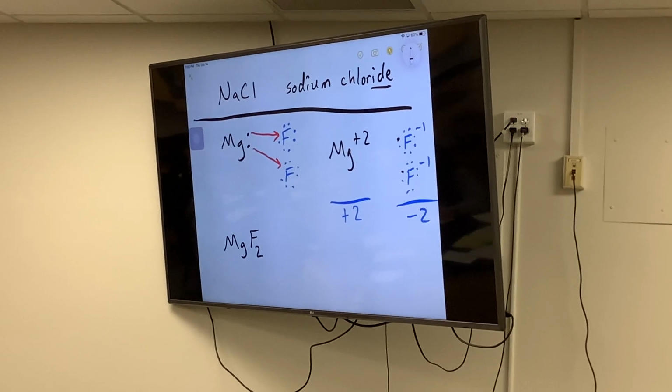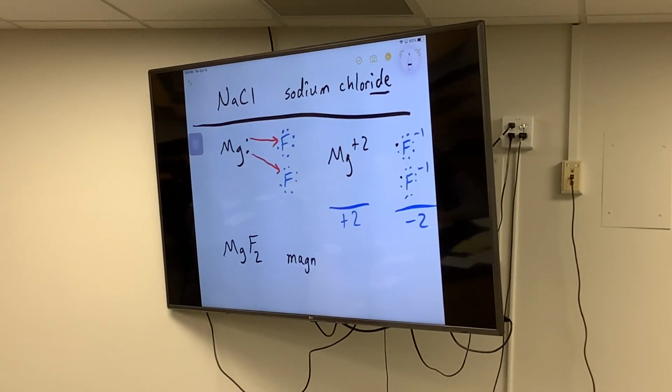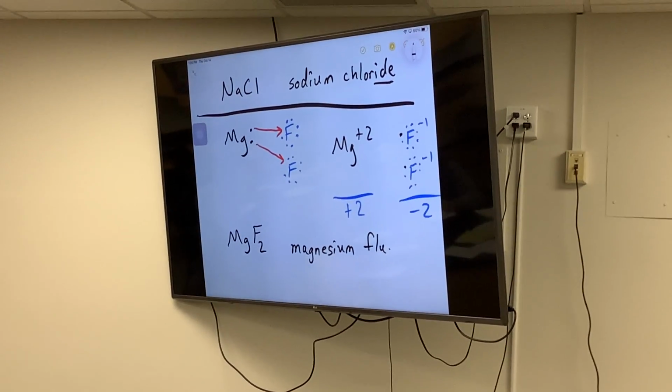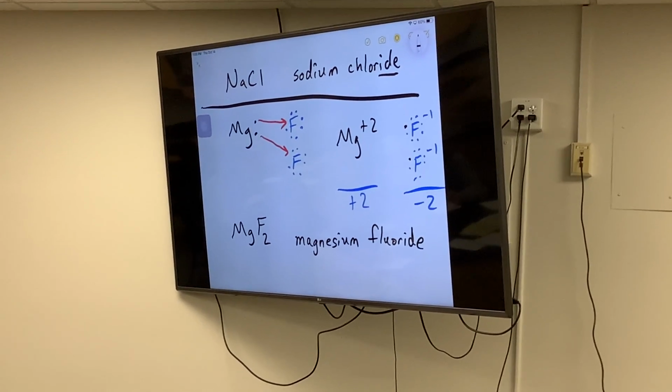And if we named this, it would be magnesium fluoride. And that would be our name.